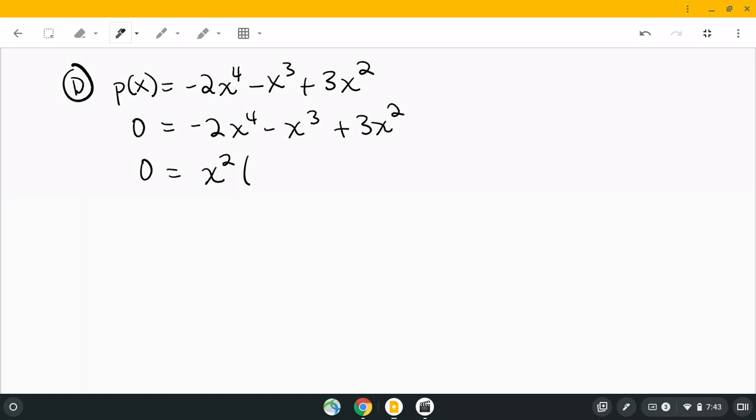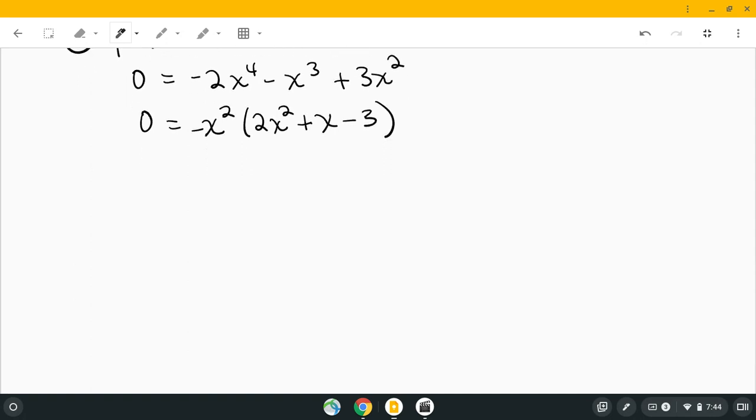You know what? I'm going to factor out a negative as well because I like my leading terms to be positive. Okay. So then that will give me negative x squared times 2x squared plus x minus 3. All right. And now I'm going to try to factor this quadratic trinomial. And again, if it doesn't factor, you can use the quadratic formula.